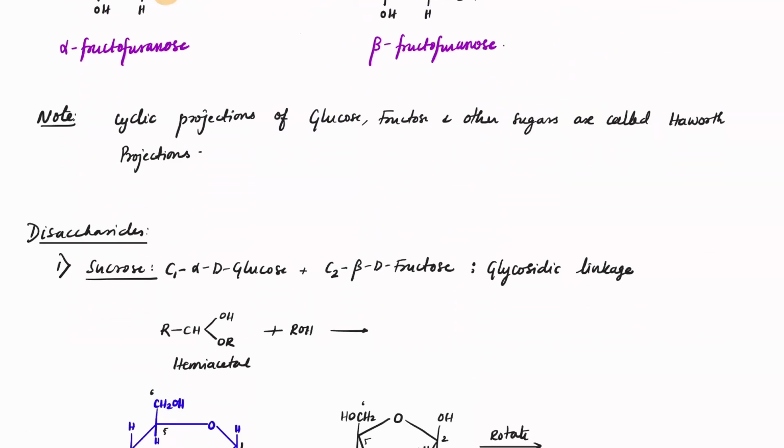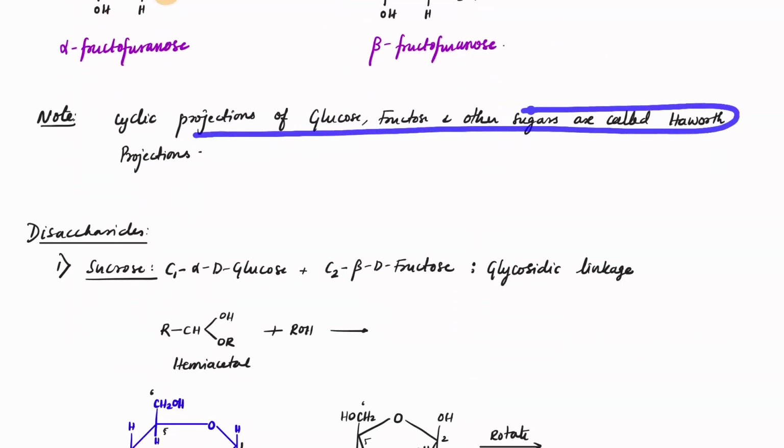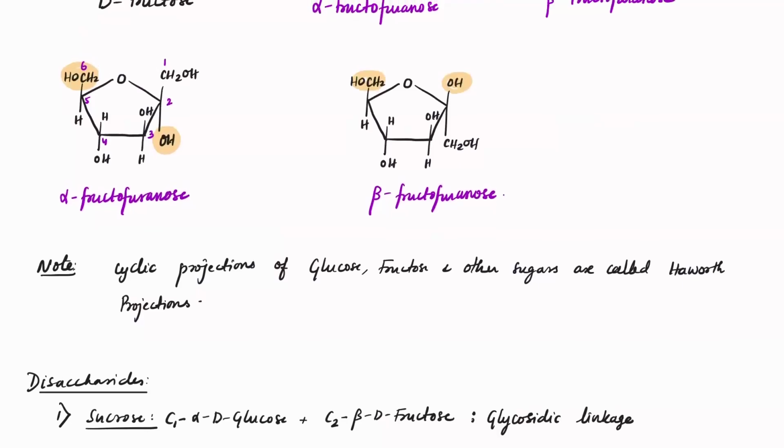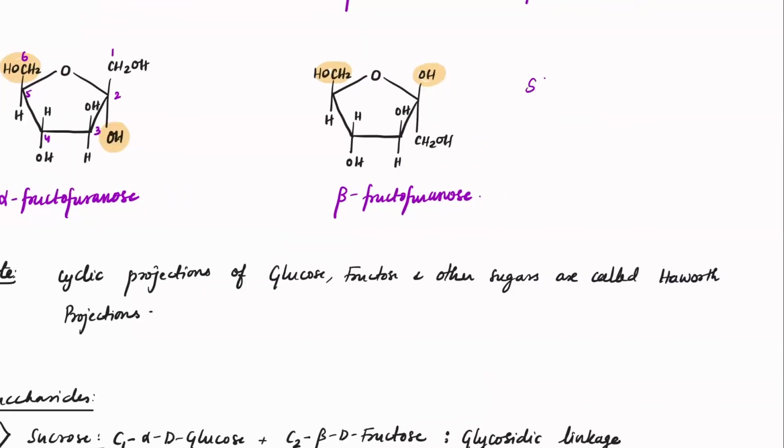Alright. Now check the cyclic projections of glucose, fructose, and other sugars. These are called the Haworth projections. Just like in glucose, fructose also has the beta anomer more stable than the alpha anomer. You don't need to learn the reason for it, how the structure is and all. In this case, you just remember that beta is greater than alpha anomer.